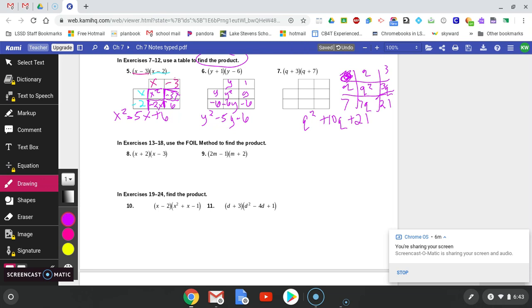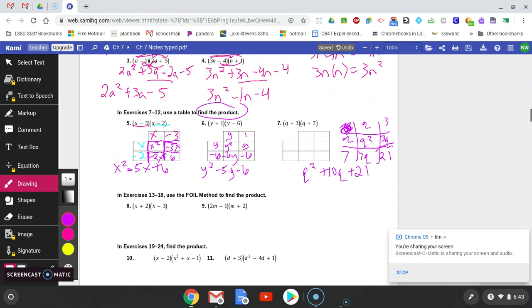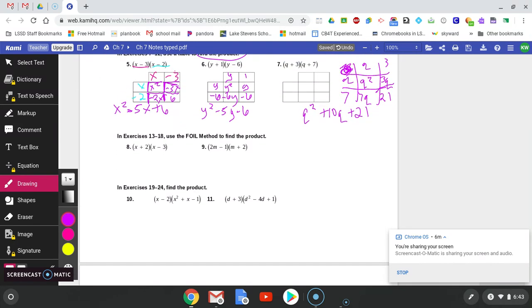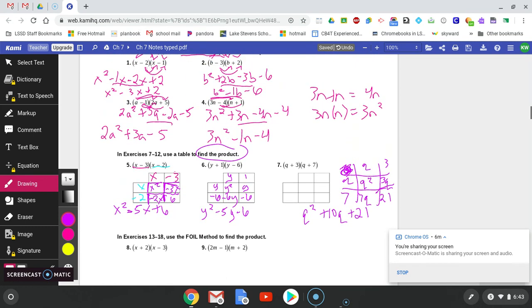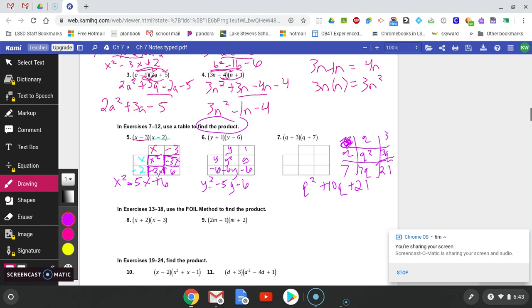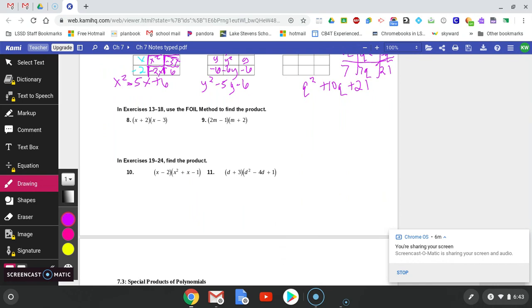Okay, so you've tried both the distributive property, which is FOIL, and the area model. So now you get to choose which method you like best. So down here, it says use the FOIL method. From this point forward, I don't care which method you use. If you like using FOIL, so first, outer, inner, last, the distributive property, or if you like using the area model, it's your choice. I wanted you to see both of them and try both of them so you could see which one you like the best. But now you get to choose which one you want.